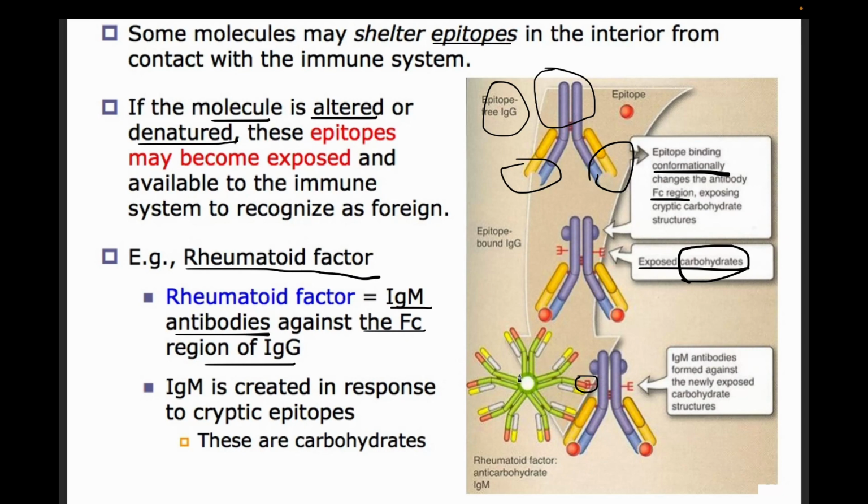IgM is bound to the constant region of IgG. هذا كله اسمه الريماتويد factor. وهذا الريماتويد factor will aggregate in the joints and cause the problems that we will discuss later.